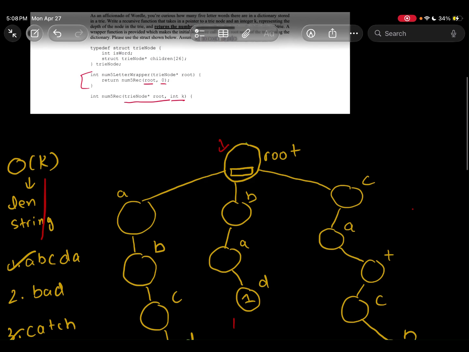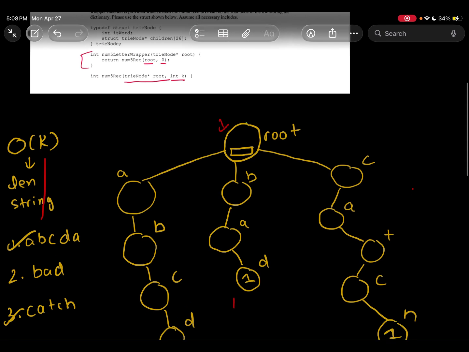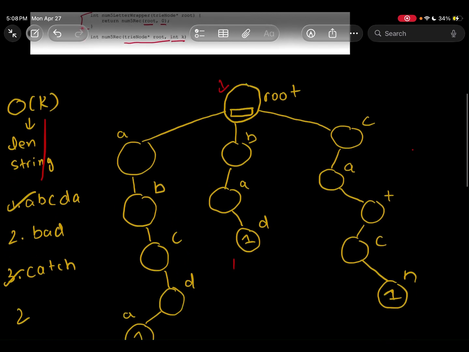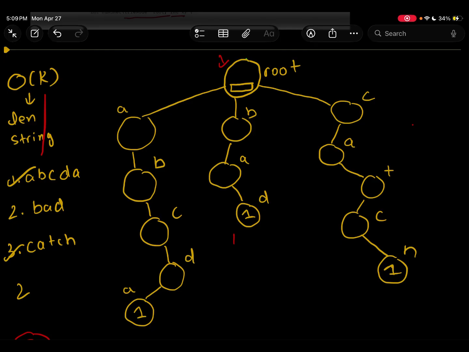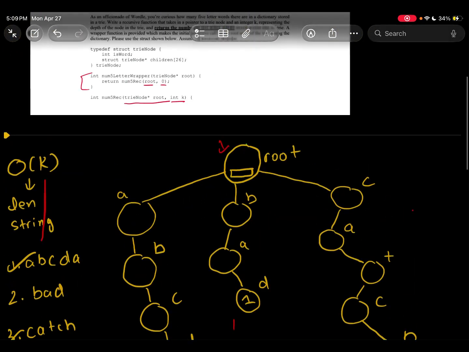We first verify whether we have the root or not. We have the root, so then we loop on this array from 0 to 26, and at each index I'm checking if it is a valid path I can take. If it is, we take it.